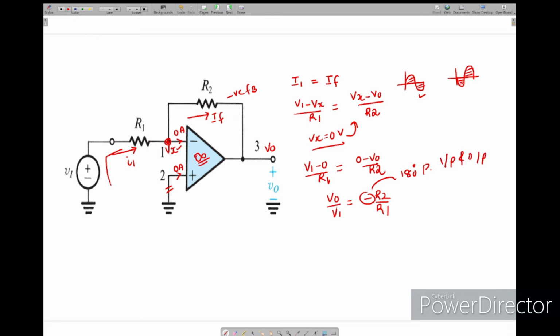So the relation between V0 and Vi is the closed loop gain. We got the closed loop gain as minus R2 divided by R1. By simply adjusting the values of R2 and R1, we are in a position to control the closed loop gain. This was not happening in the open loop configuration. So finally we can control the closed loop gain by choosing the values of R1 and R2. This is all about the closed loop gain of the inverting amplifier.